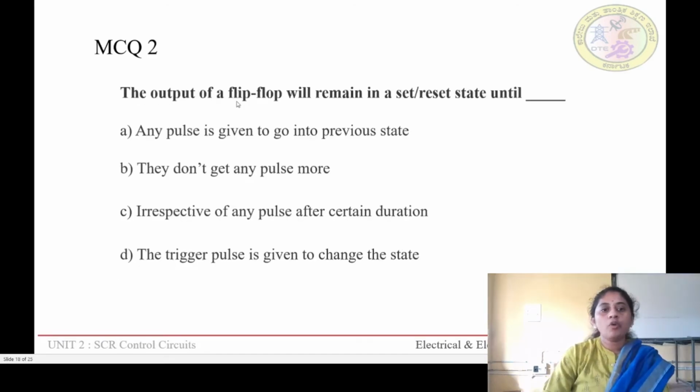Question number 2. The output of a flip-flop will remain in a set or reset state until: option A, any pulse is given to go into previous state. Option B, they don't get any pulse more. Option C, irrespective of any pulse after certain duration. Option D, the trigger pulse is given to change the state. I think you guessed the answer. That is option D. The trigger pulse is given to change the state. Please remember, in digital firing scheme, once the flip-flop receives the pulse from ZCD, its state gets reset.